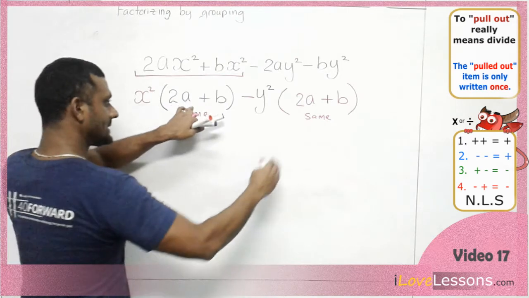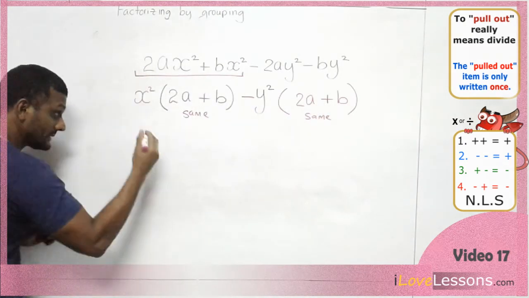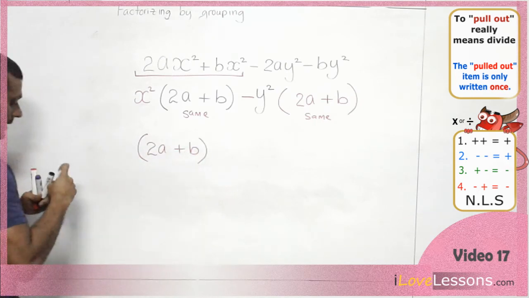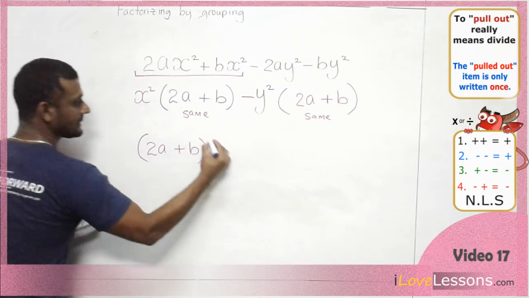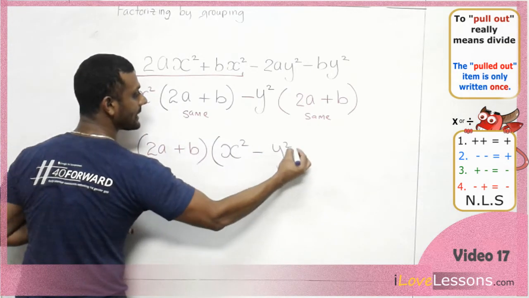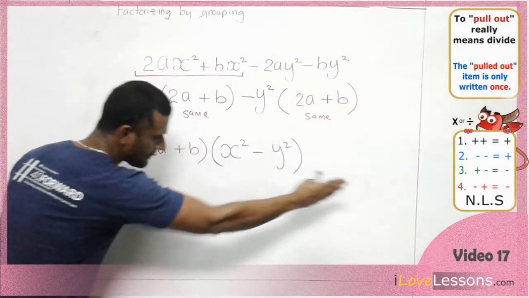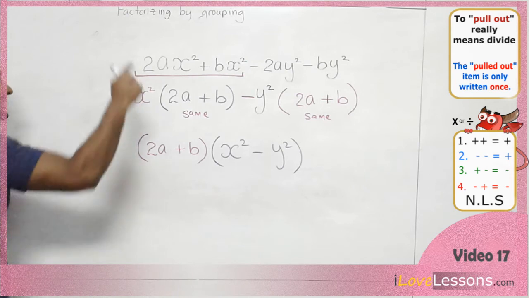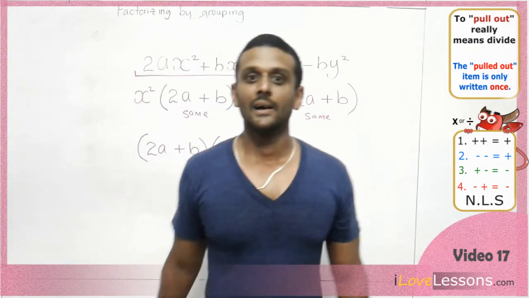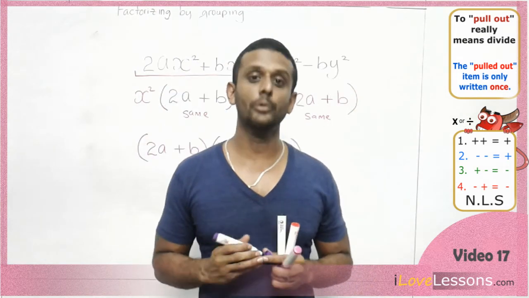So this and this are the same, so we pull them out and only write it once. So 2a plus b, and we will be left with x squared minus y squared. And once again, this is the final answer, and if we were to multiply out the brackets and simplify it, you would get back the original question. Alright, so that's factorization by grouping.